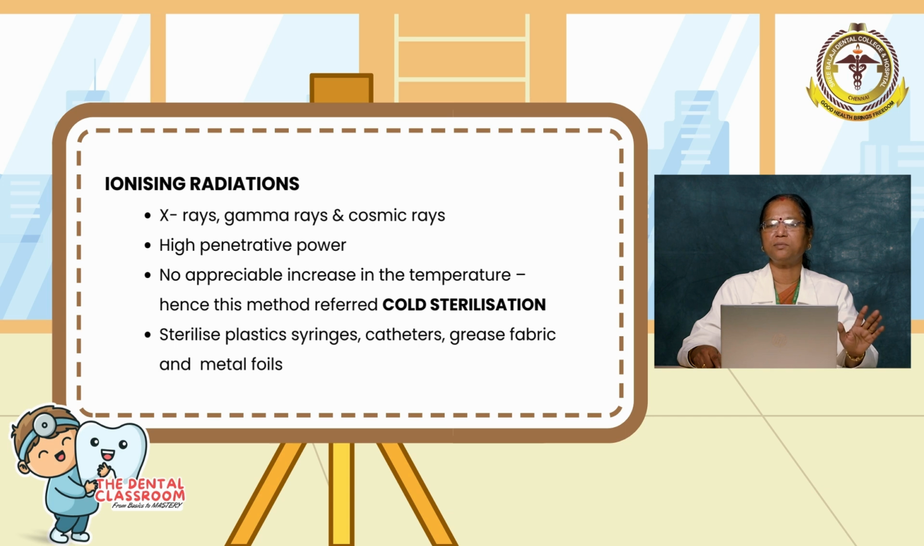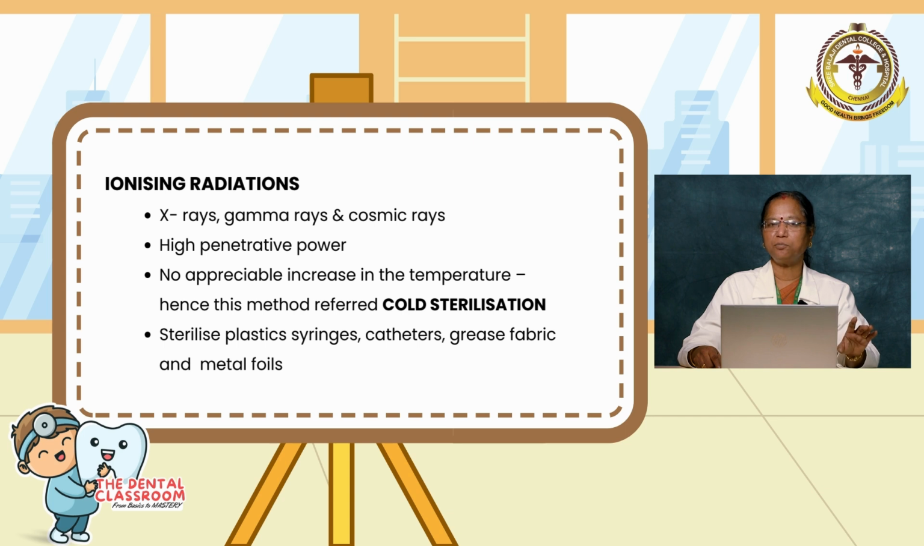These rays, X-rays or gamma rays: you go take an X-ray, do you feel the heat? I don't think you will feel the heat when you are taking an X-ray. So with X-rays, gamma rays, cosmic rays, there is no appreciable increase in temperature. But still it can destroy microorganisms. How does it destroy them? It damages the DNA. DNA is very vital for any living cell. So it damages, impairs the DNA. That is why microorganisms are killed by ionizing radiations. Since there is no appreciable temperature rise, this method is referred to as the cold sterilization technique.